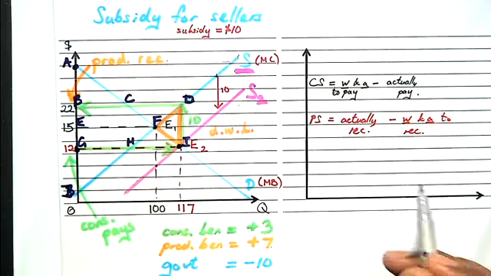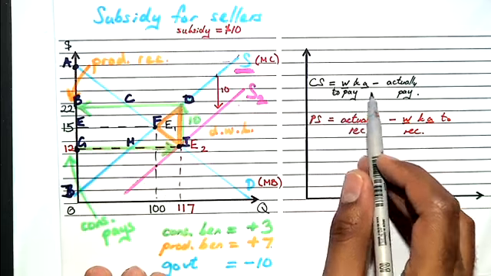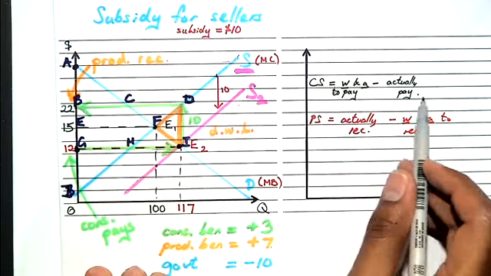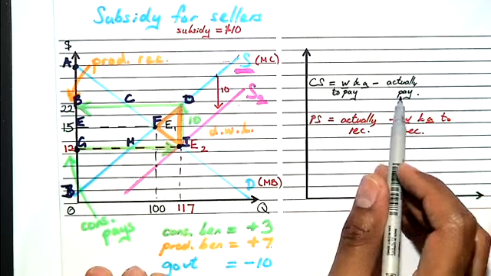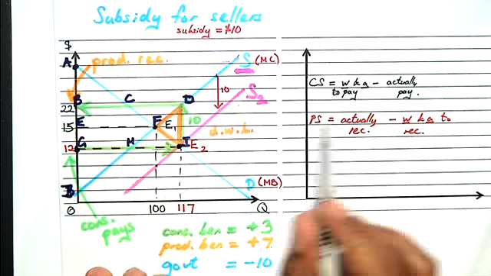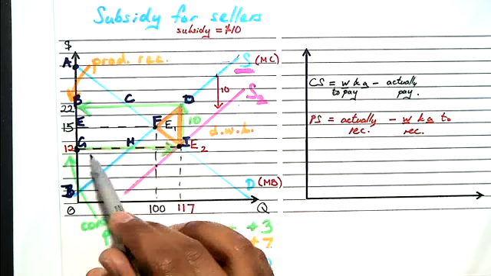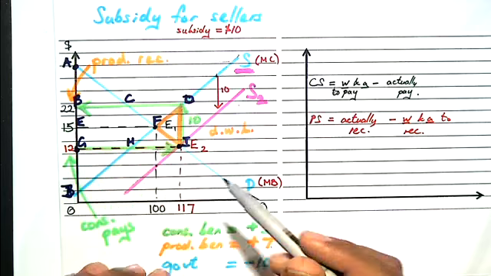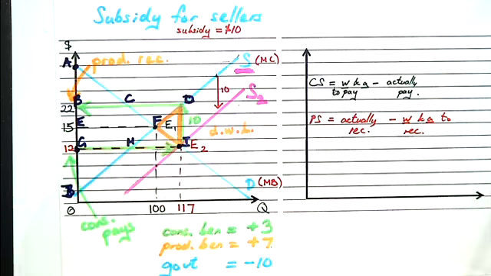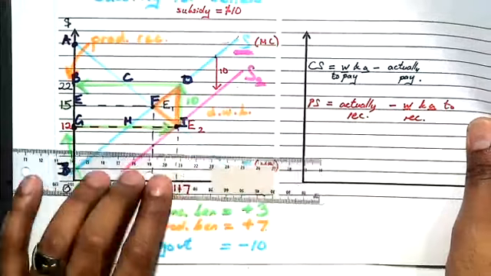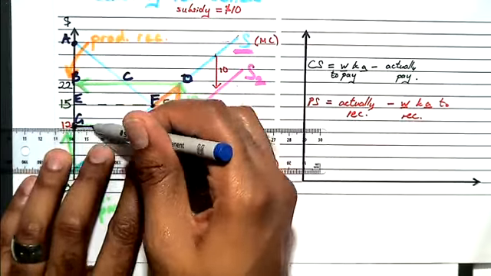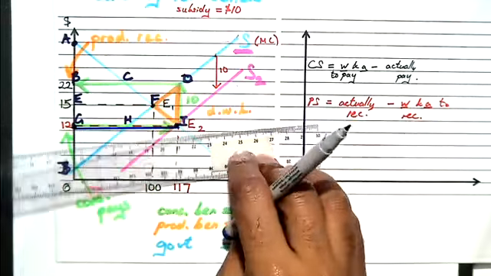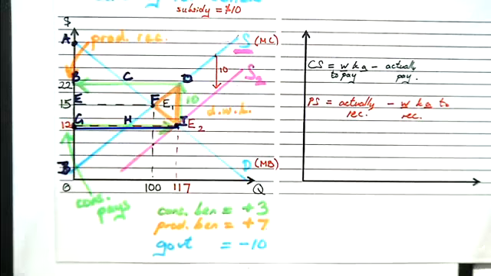Okay, let's start again. Consumer surplus is willing and able to pay minus actually pay. How much do consumers actually pay? 12, which is GI, right? Consumers will actually pay GI. What curve is willing and able to pay? Demand.